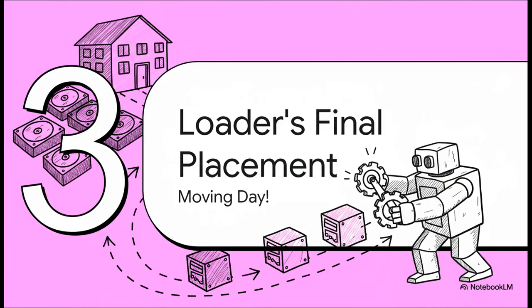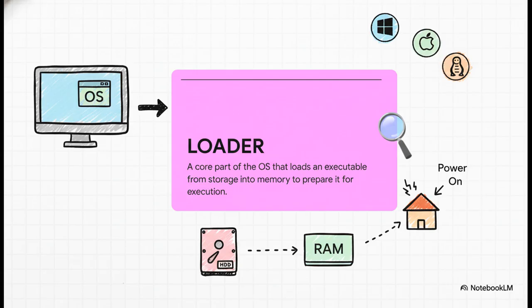So now we have our fully assembled building. It's complete, it's perfect, but it's still just sitting in the factory, on our hard drive. It's time for the final step, moving day. And this is handled by a super important component called the loader. Now, the loader isn't some separate app. It's a core part of your computer's operating system, Windows, macOS, Linux. The second you double-click that application icon, the loader just springs into action. It finds the program on your hard drive, picks it up, and places it right into the computer's active memory, or RAM. This is like moving the finished house onto its foundation and turning on the power. Only then can it actually run.